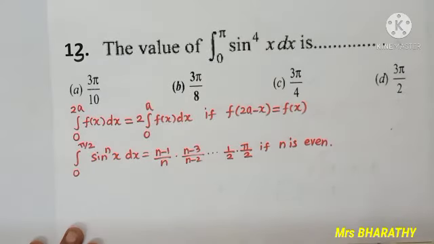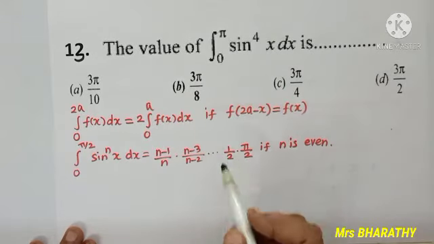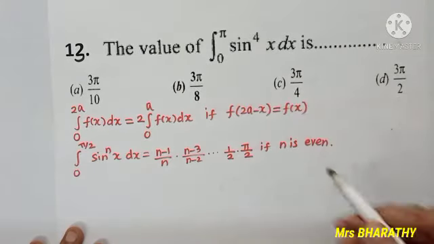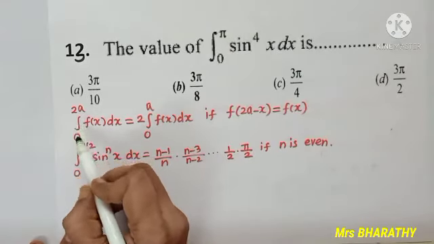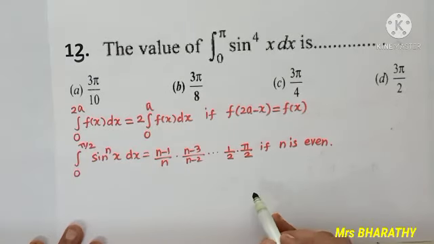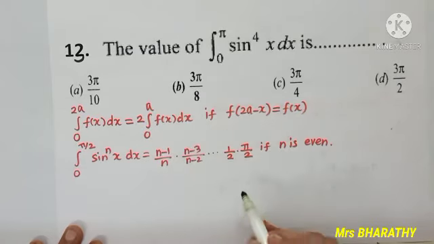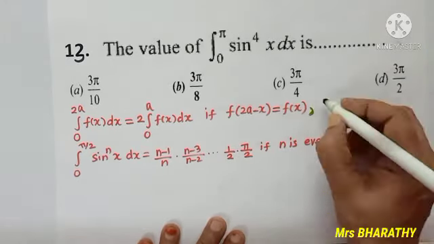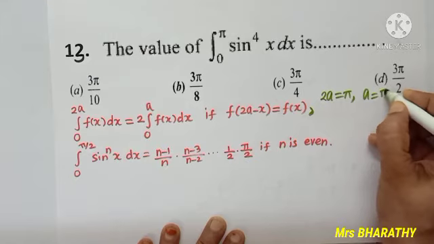Question number 13, the value of integral 0 to pi sine power 4x dx. We can apply the reduction formula provided the limits are 0 to pi by 2. Here I have 0 to pi. I can remember the integral 0 to 2a formula. So integral 0 to 2a f of x dx is 2 times integral 0 to a f of x dx if f of 2a minus x is f of x. In this question, I have 2a to be pi, so a will be pi by 2.